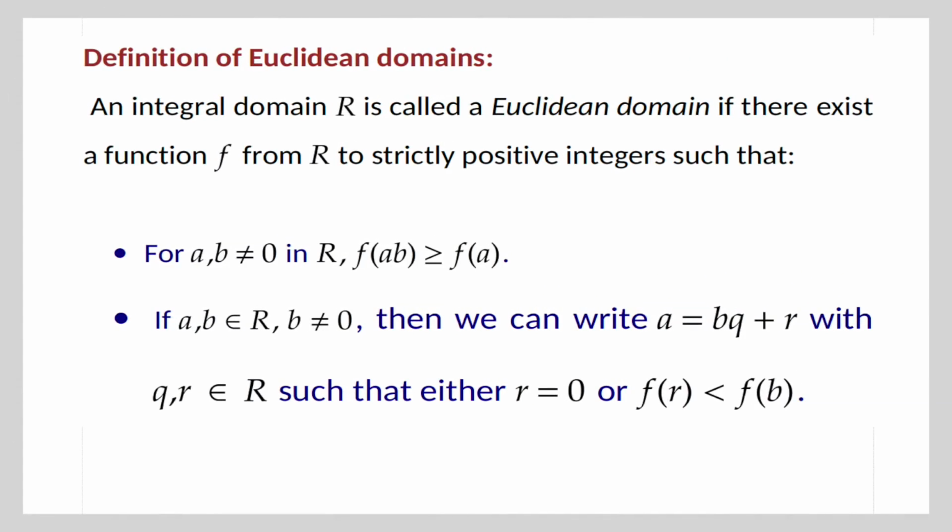Definition of Euclidean domains. An integral domain R is called a Euclidean domain if there exists a function f from R to positive integers such that for a, b not equal to 0 in R, f of ab is greater than or equal to f of a. If a, b belongs to R and b not equal to 0, then we can write a equal to bq plus r with q, r belongs to R such that either r equal to 0 or f of r less than f of b.